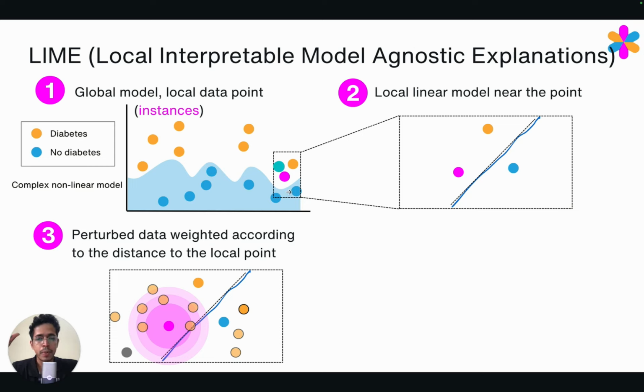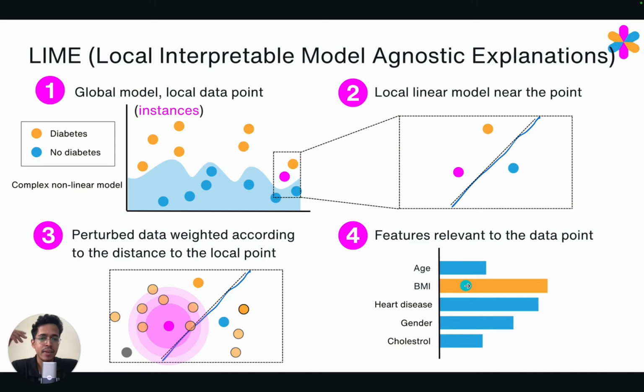So the explanation for this local instance will not apply to the rest of the instances or the rest of the data points, but it applies to the local instance. Why? Because we are fitting a simple linear model in the local vicinity of that. And then ultimately we can create a feature relevance, the relevance of features for that particular data set.